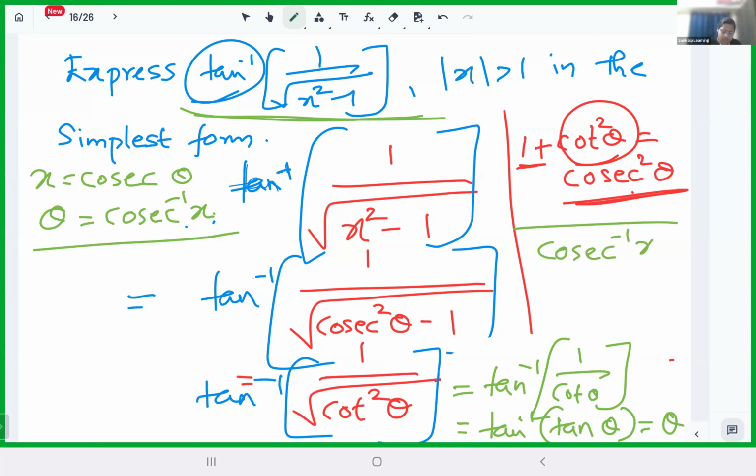So what is the simplest form of tan inverse of 1 by root of x square minus 1? It is nothing but cosec inverse x. All right, it is nothing but cosec inverse x.